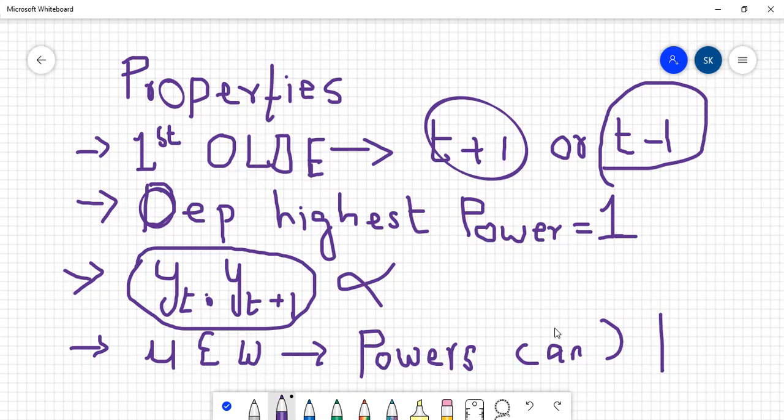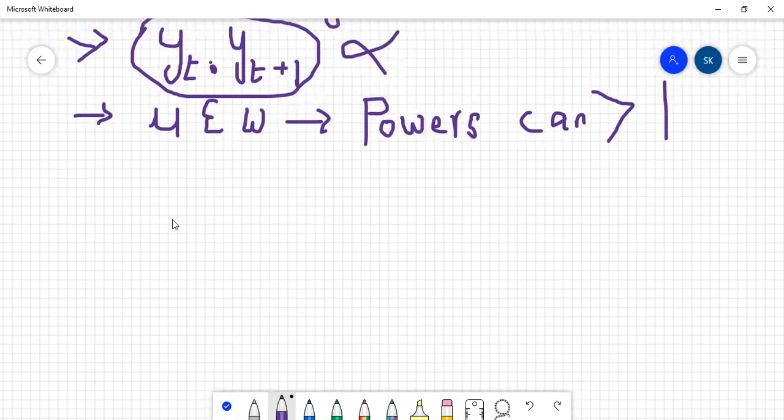And mu and w, they both can be... let me write it a bit. Mu and w powers can be greater than 1. Their powers can be greater than 1 or their powers can be equal to 1 as well.